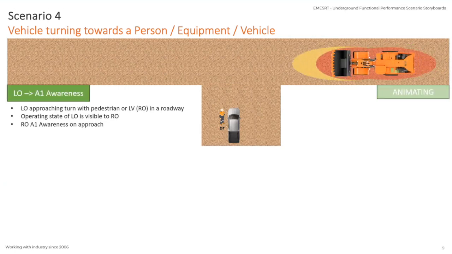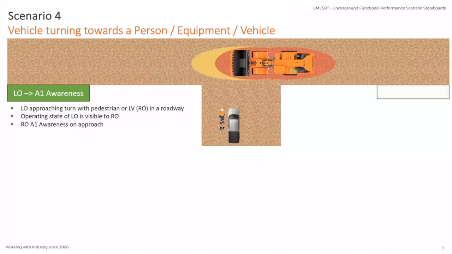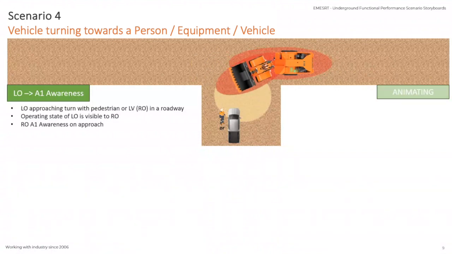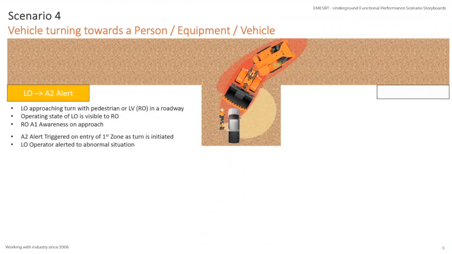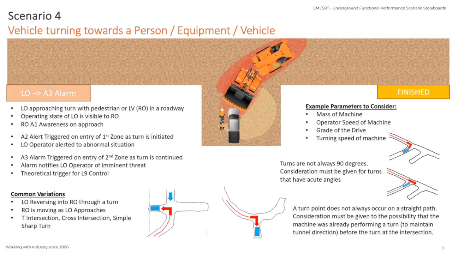So here we've got the HV approaching. Ideally, we should have our A1 awareness on approach. And then if the vehicle initiates the turn and starts to transition into that drive, we should get our A2 and our A3 if he still progresses. So it's a pretty important one, and there's lots of different variations for this one, so we're going to go through those.